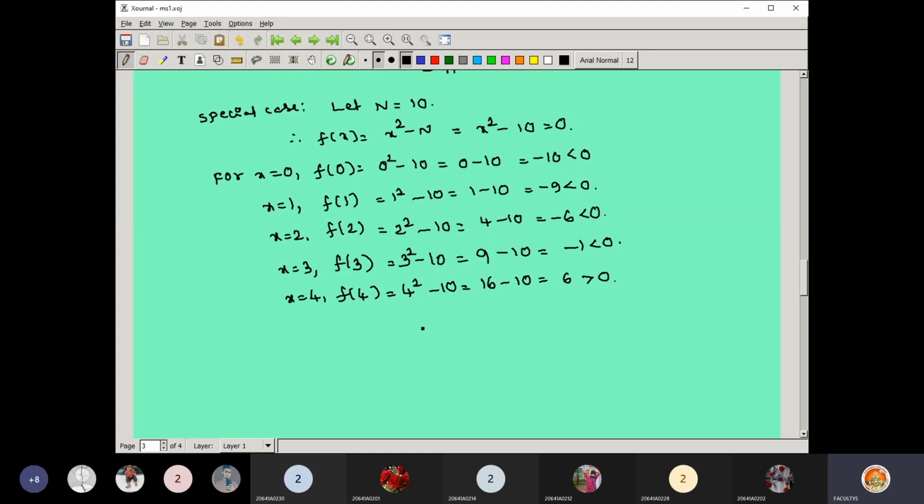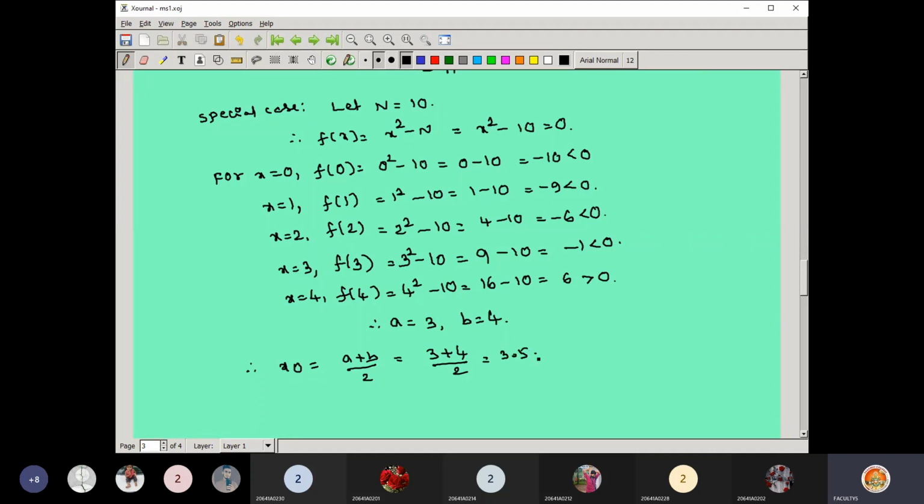Wherever you get opposite signs, immediately you can stop the process. A means for the negative value 3 and B for the positive value 4. So therefore I am getting the starting solution x naught equal to a plus b divided by 2. It is 3 plus 4 divided by 2, 7 by 2, which is nothing but 3.5.